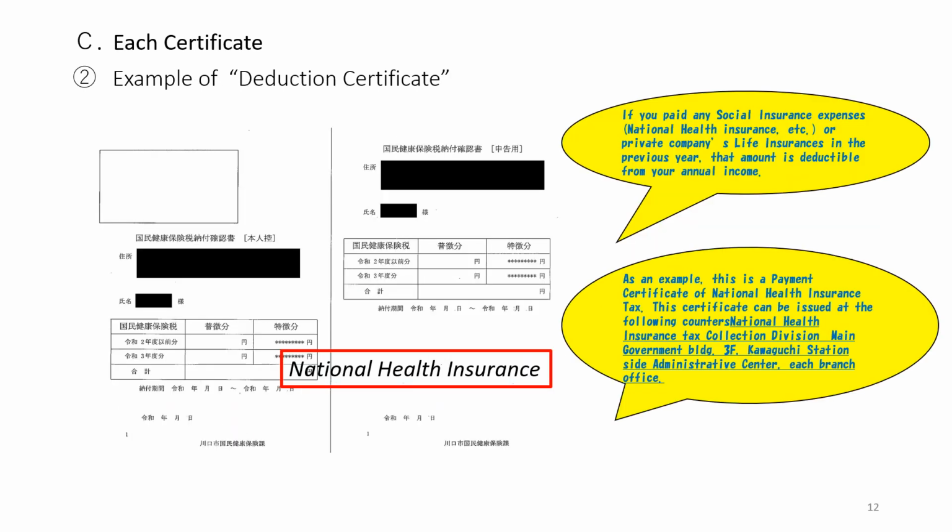The amount of social insurance expenses you have paid on national health insurance tax, or private companies' life insurances during the previous year is deductible from your income. To make it deductible, submission of a payment certificate is required. Here is a sample of a payment certificate of National Health Insurance Tax. This certificate is issued at the National Health Insurance Tax Collection Division, on the 3rd floor of the Main Government Building, Kawaguchi Station Side Administrative Services Center, or at each branch office.